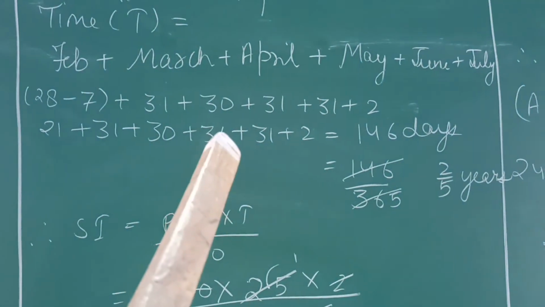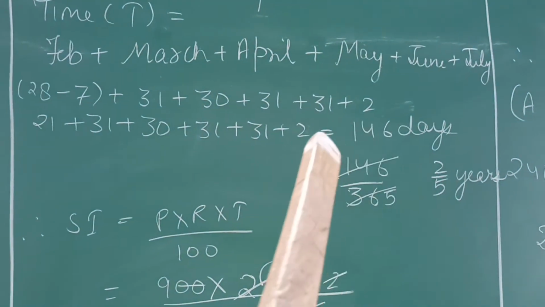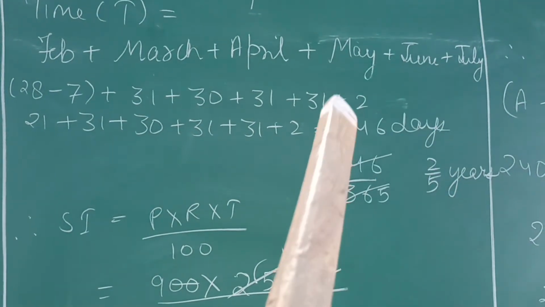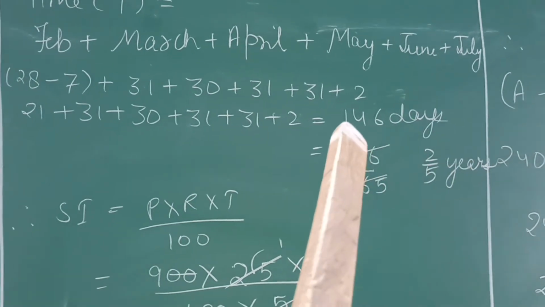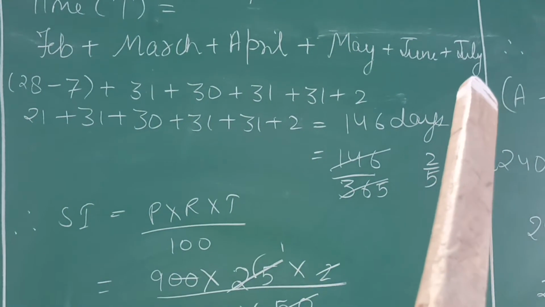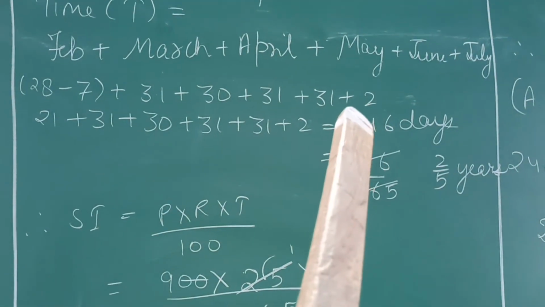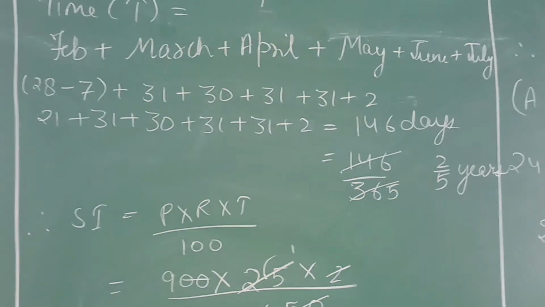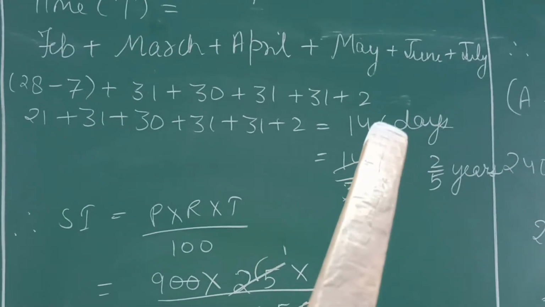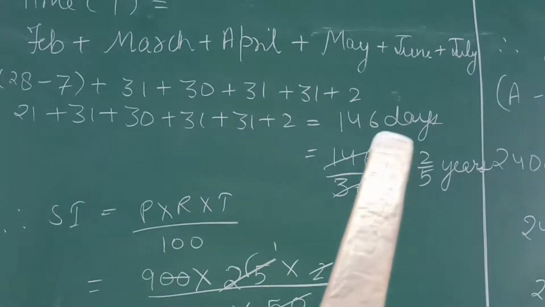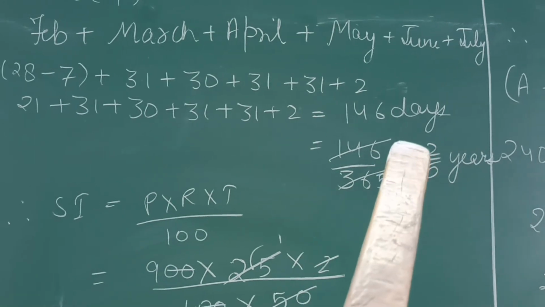In the month of April 30 days are there. In the month of May 31 days are there. In the month of June 30 days are there. And July, till 2nd of July the loan is going on. It means for July you will write 2. In the first step you will subtract the 7 from the total number of days in the month of Feb, and at the last you will write 2 only. After adding we are getting 146 days.